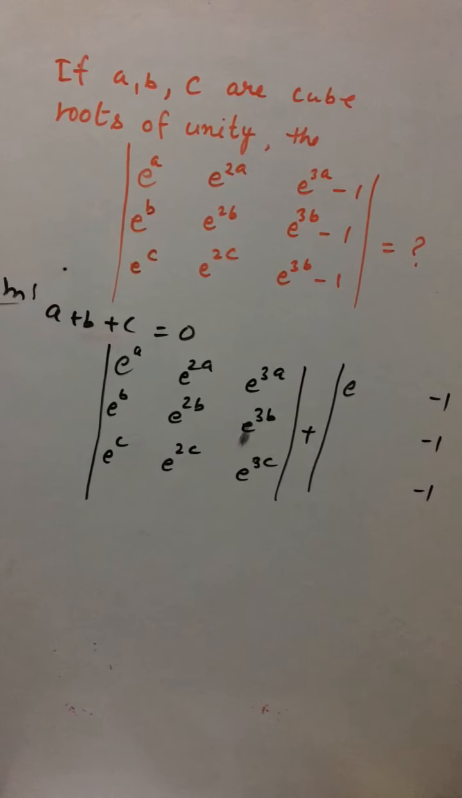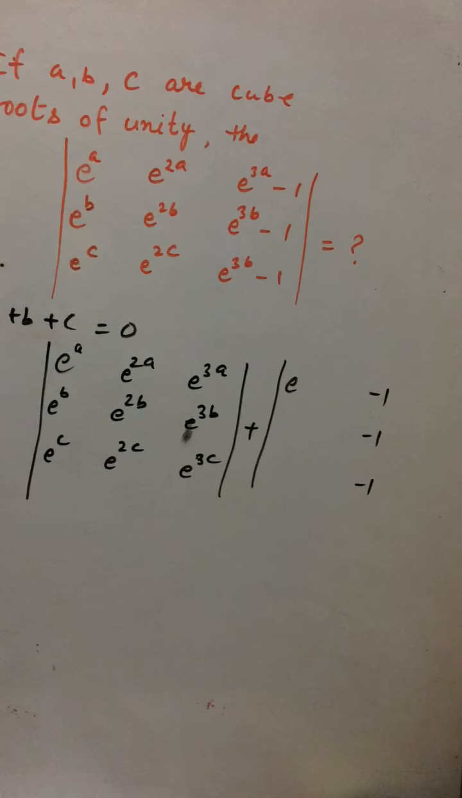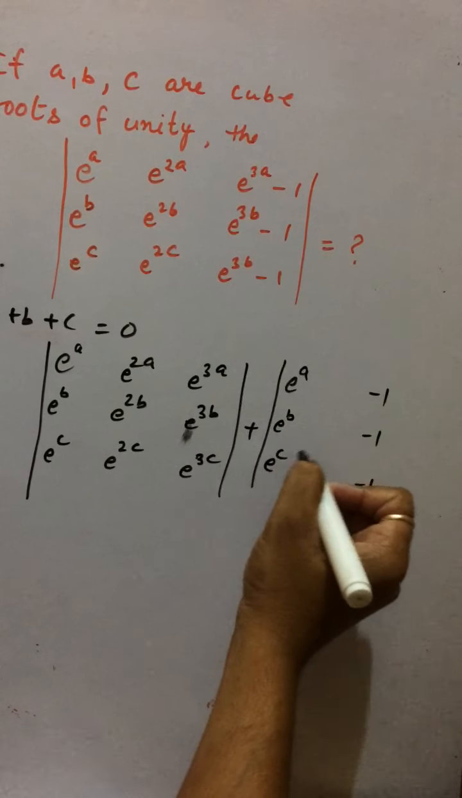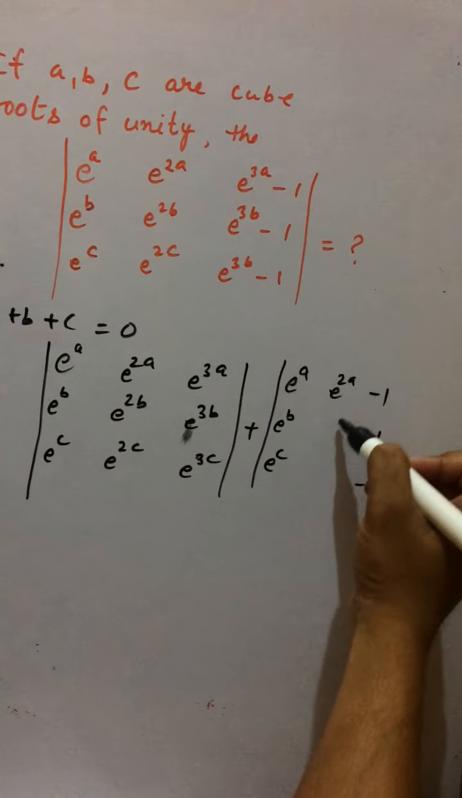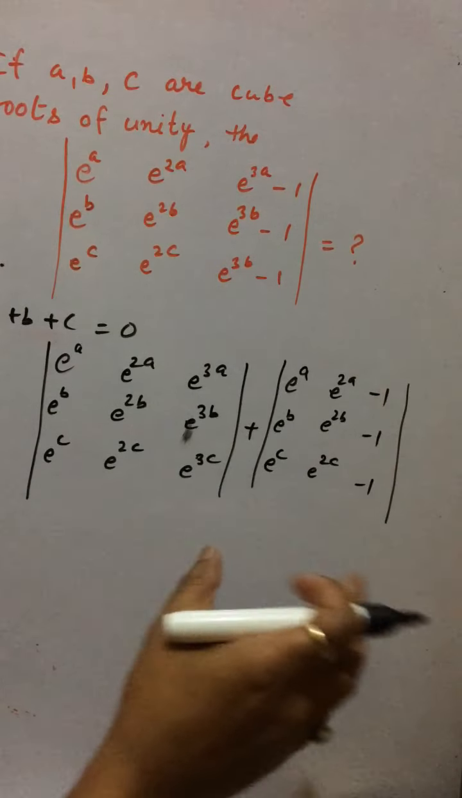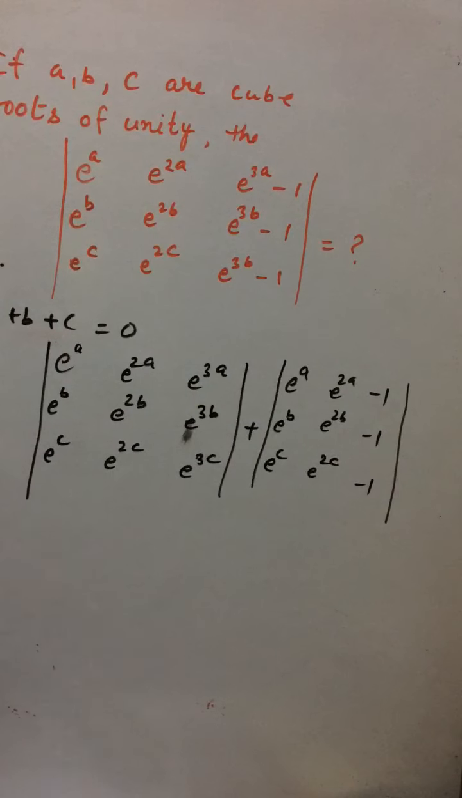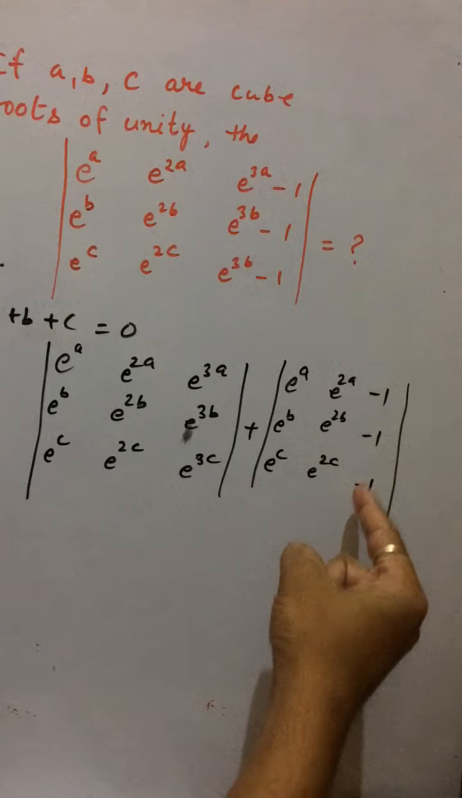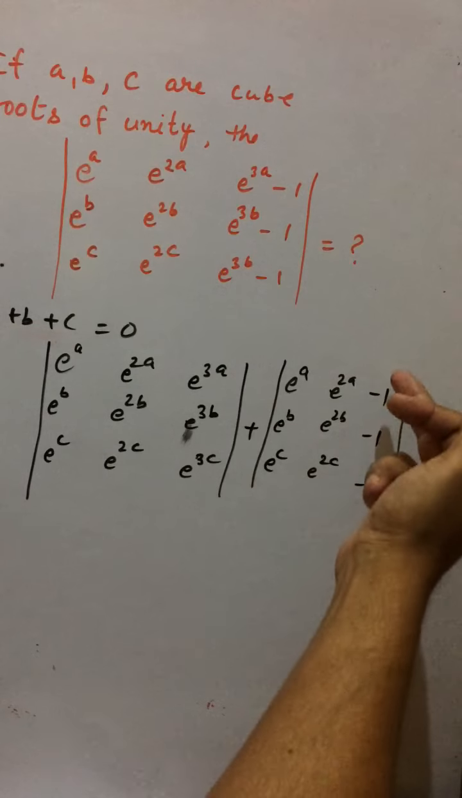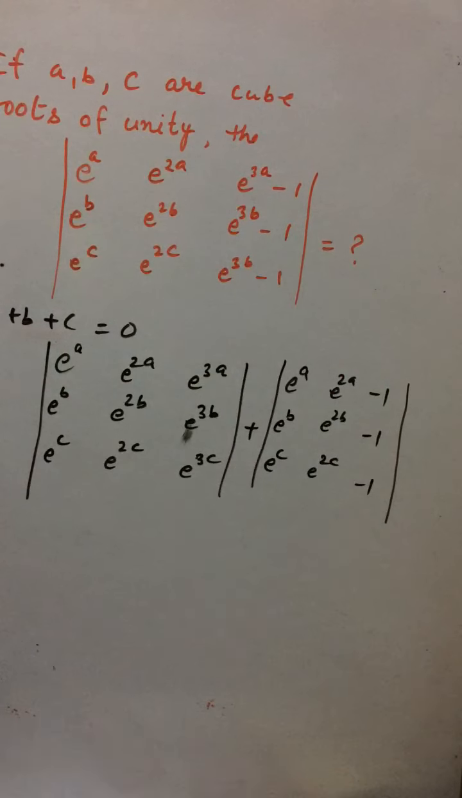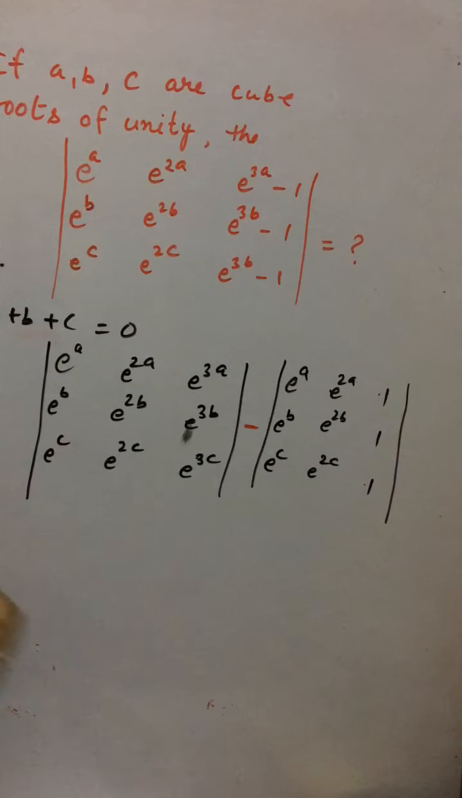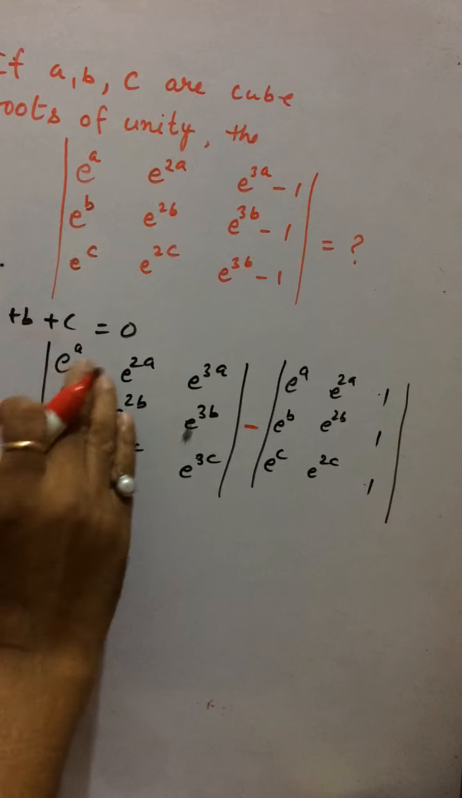And in the first column, e raised to power a, e raised to power b, e raised to power c, and in the second, e raised to power 2a, e raised to power 2b, e raised to power 2c. Here in the third column, minus 1 is multiplied in all the elements of the third column, so you can take it out, and the minus comes out. So in this way, what have you observed here?